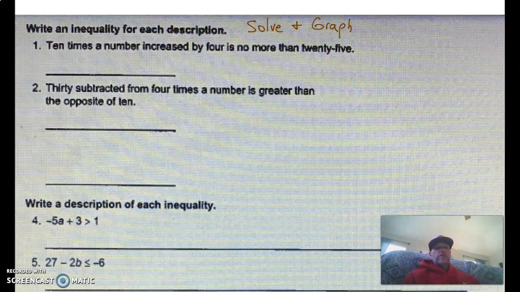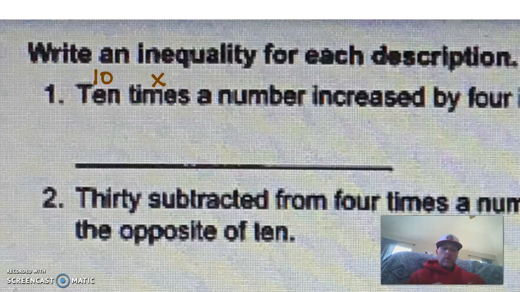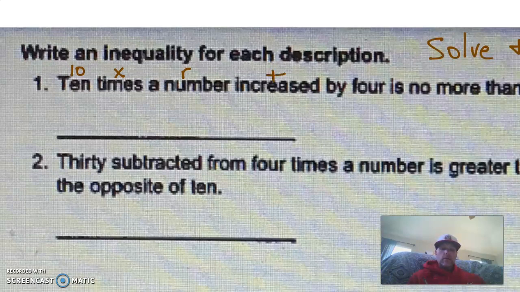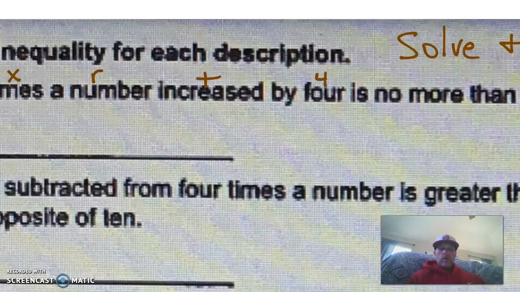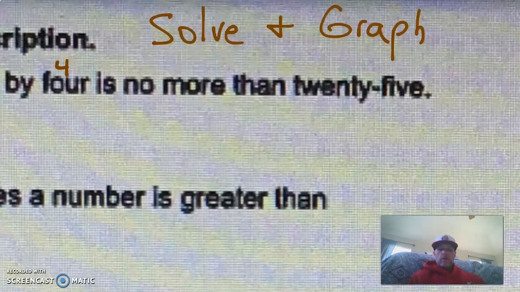So I'll help with a few. Number one, 10 times the number increased by 4 is no more than 25. So remember, when we did equations, we can go through and write down over the word what it actually means. Okay, so we've got 10 times a number, which we don't know what that is. Let's make it R. Why not? So 10 times a number increased, plus by 4, is no more than 25. So we'll do 25.